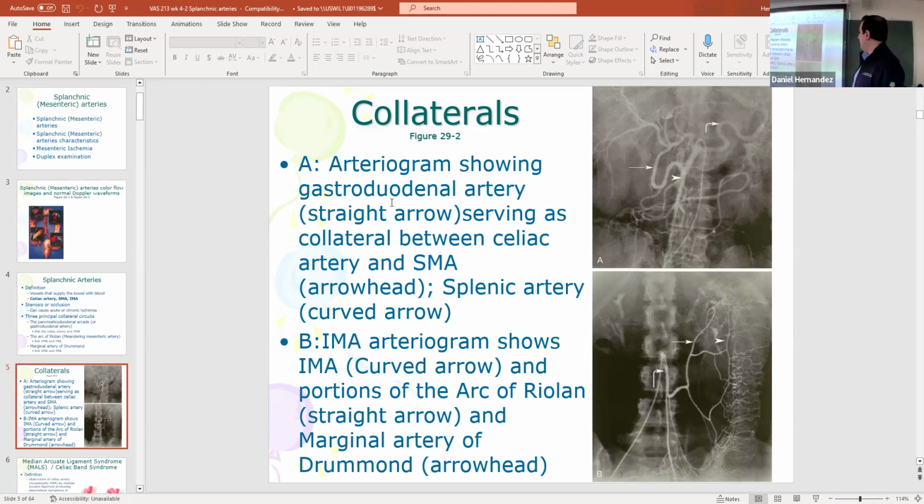So this was just showing, again, the gastroduodenal artery, straight arrow, acting as a collateral between the celiac artery and the SMA. You have your celiac artery up here, SMA down there. So this acts as a collateral channel between the two. So it connects the two.